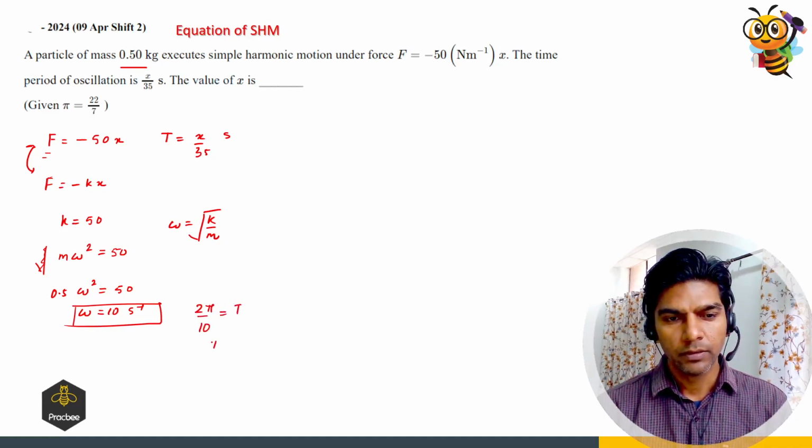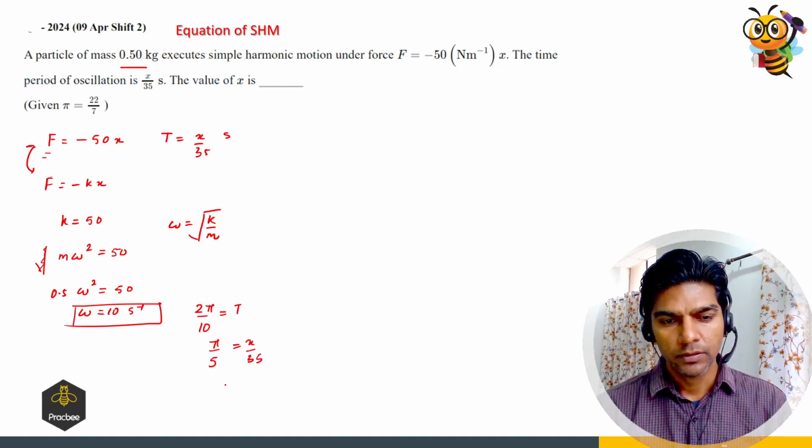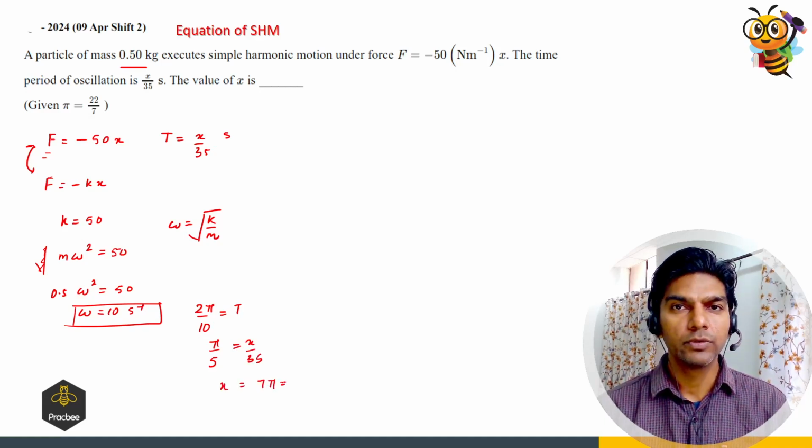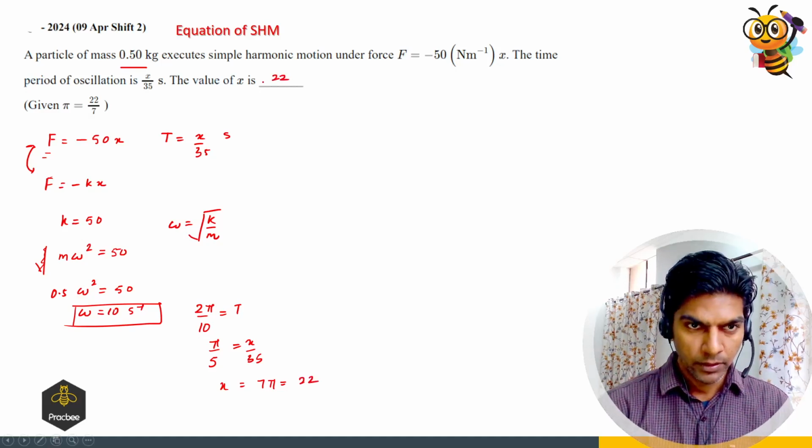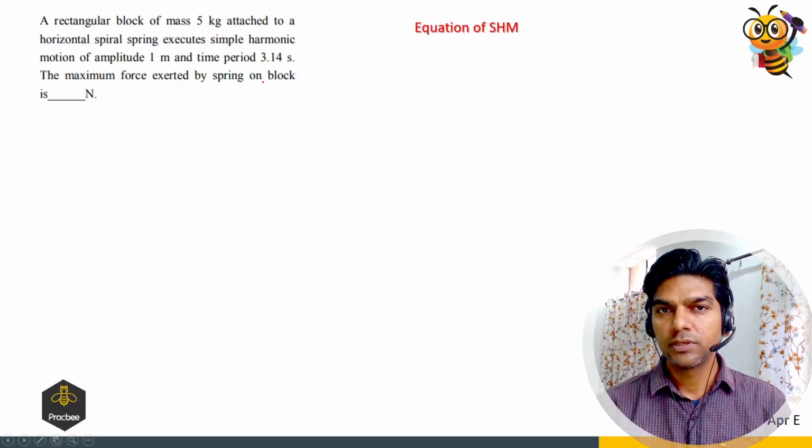So it will be pi by 5, and we have to find this, which is given as x by 35. So we can say x is equal to 7 pi, and pi is 22 by 7, so the answer will be 22. So x is 22. Now let us see the next question based on the same problem type.